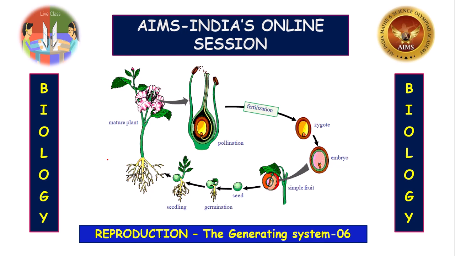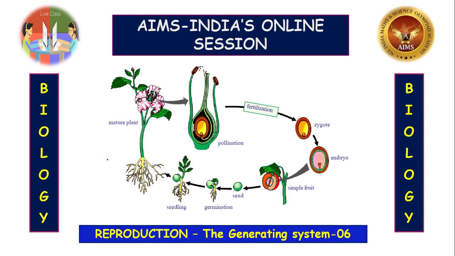In the last class, we studied about the structure of flower, parts of flower, and about the pollination. So today, more about the formation of gametes and the process of fertilization, seed, etc.